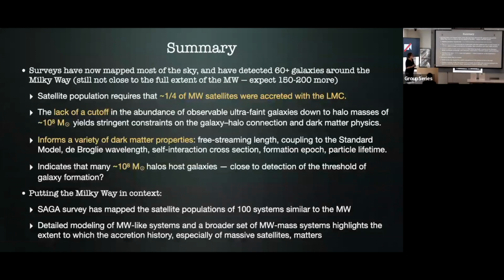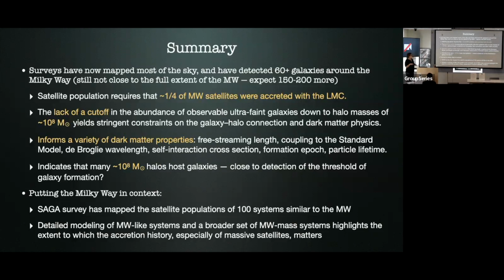So I'll just end with a few summaries here. So first of all, we've really now mapped most of the sky. Not quite. We've mapped about 3/4 of the sky, but we haven't mapped it all the way out to the virial radius of the Milky Way. So there's still lots more to find. I would say at least 150 more to find. And even though we don't expect those things to be smaller, when we find more of those things that are at the limit, it will put much stronger constraints on the dark matter models.